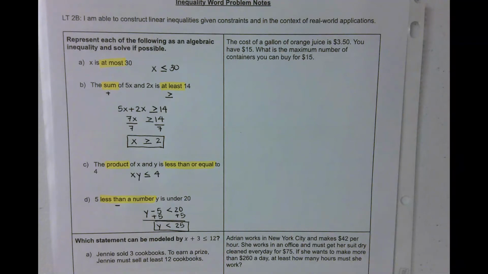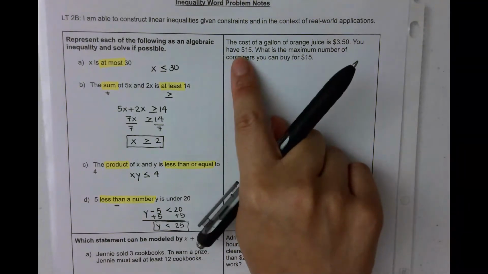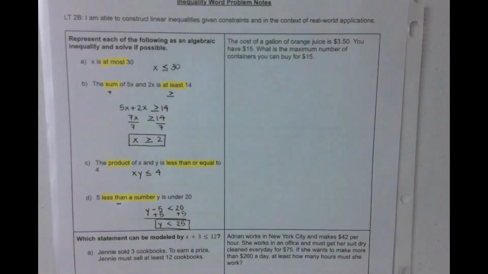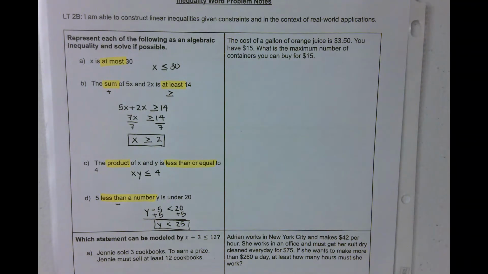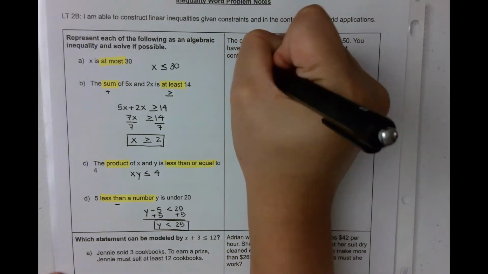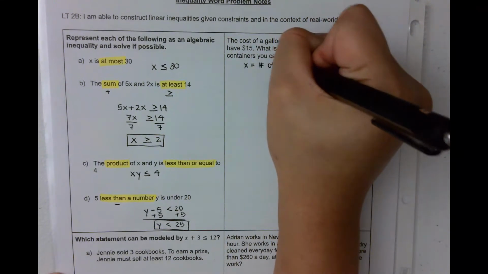Here it says that the cost of a gallon of orange juice is $3.50. You have $15. What is the maximum number of containers you can buy for $15? Since my price here is $3.50, and I want to find the number of containers, I'm going to set x equal to the number of containers of orange juice.